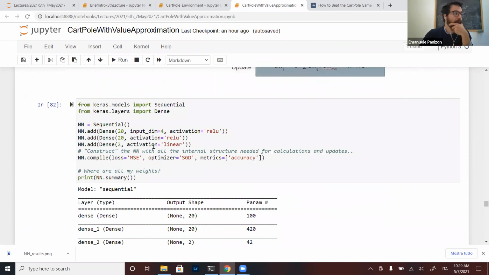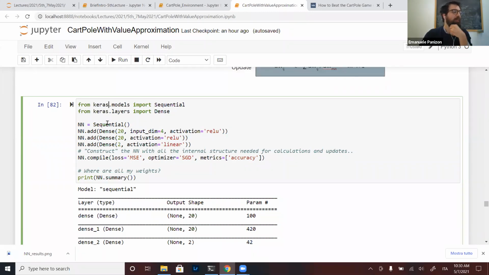Okay, how do we use it? Generally speaking, nobody writes neural networks from scratch anymore, because there are wonderful tools online. I will use this library Keras, which is rather common.